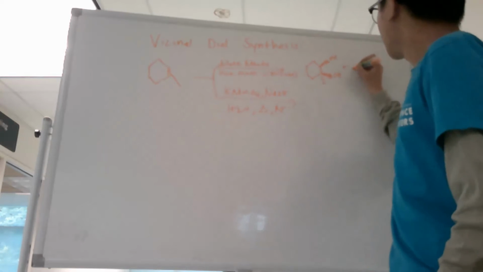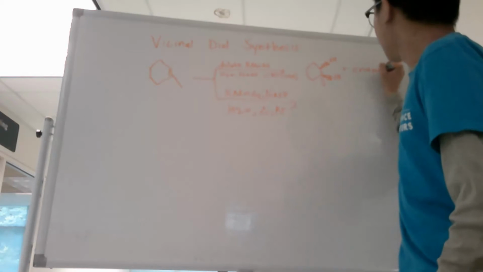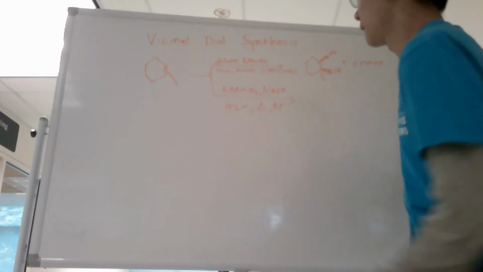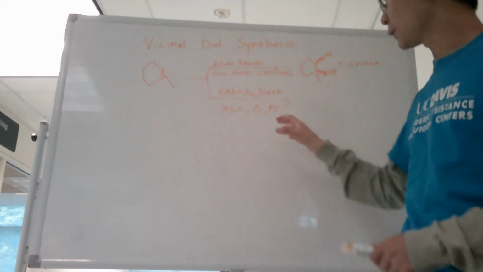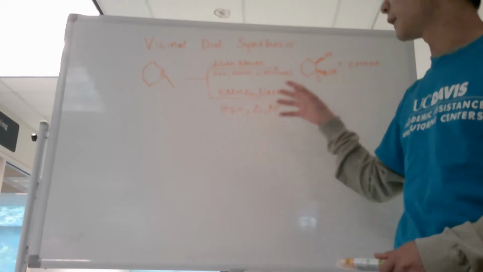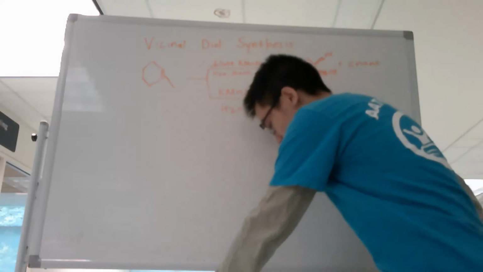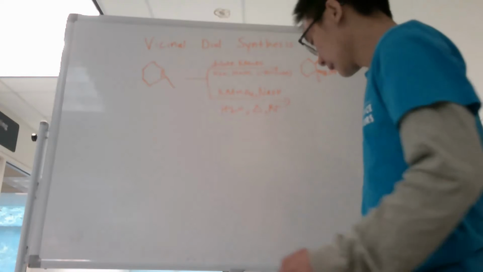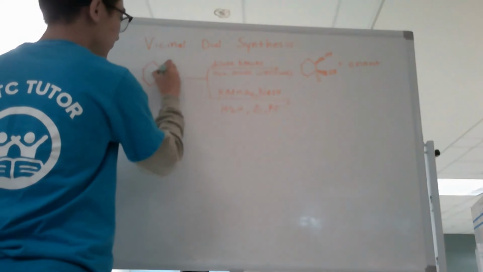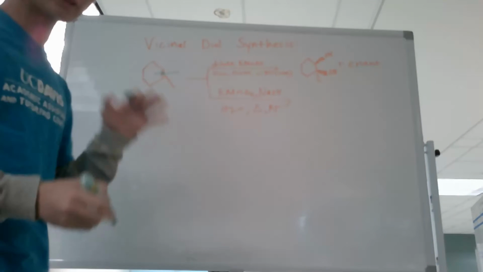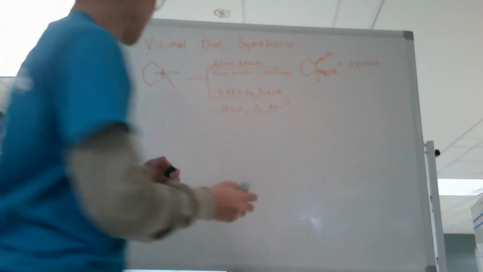So KMnO4 is a strong oxidizing agent, which means that if you're in room temperature or heat conditions, it will cut open the double bond, attacking only the double bond, and oxidize it to a ketone or a carboxylic acid.